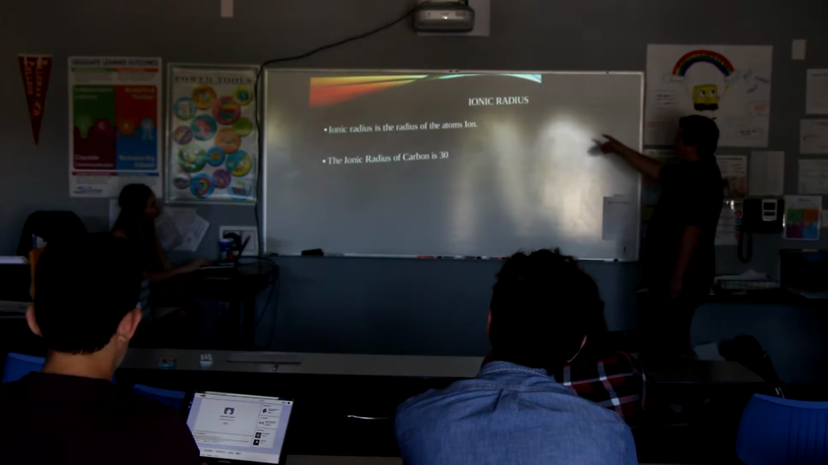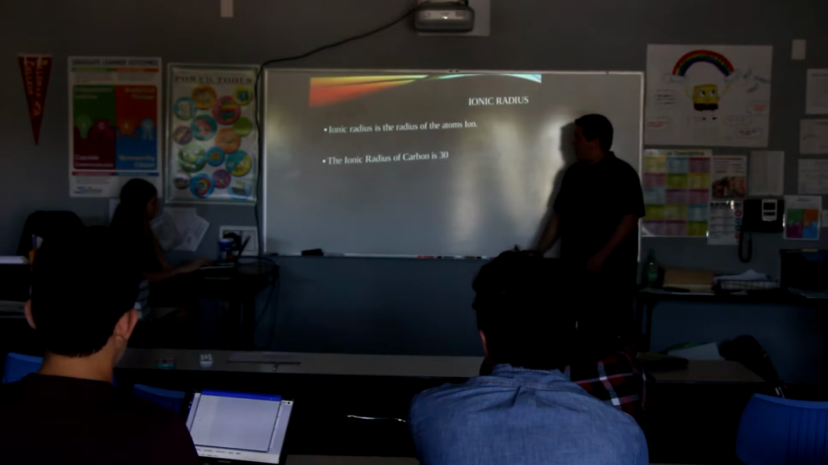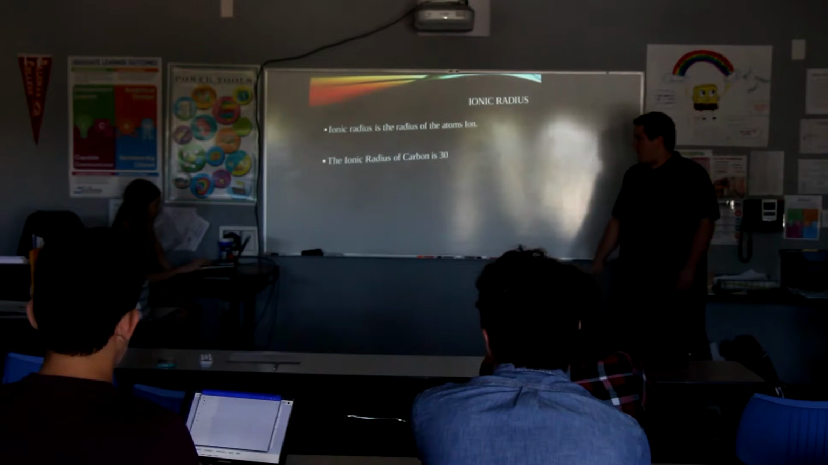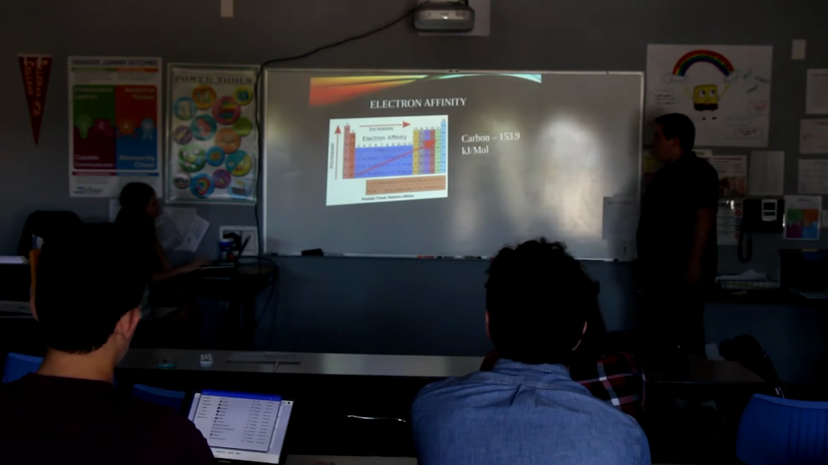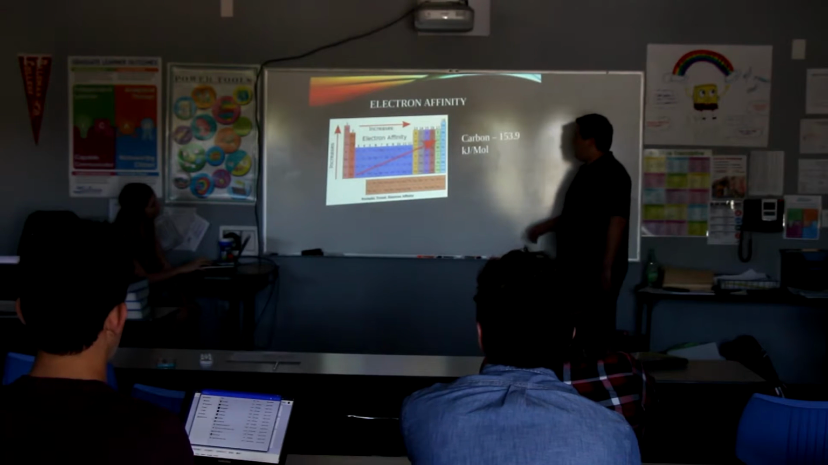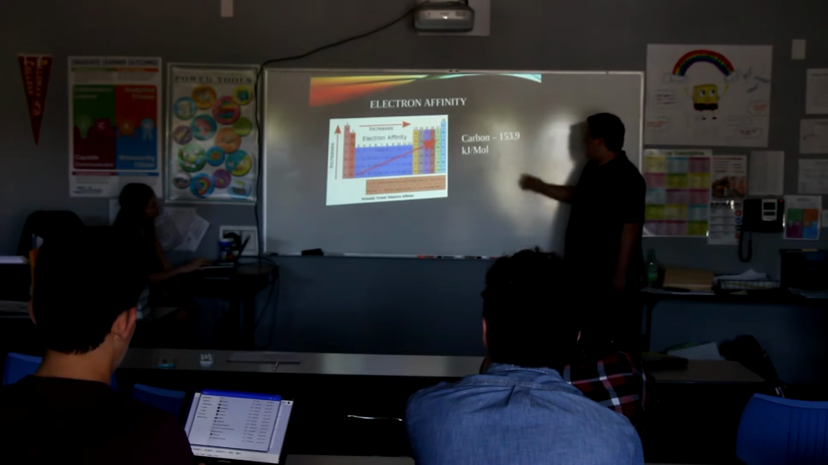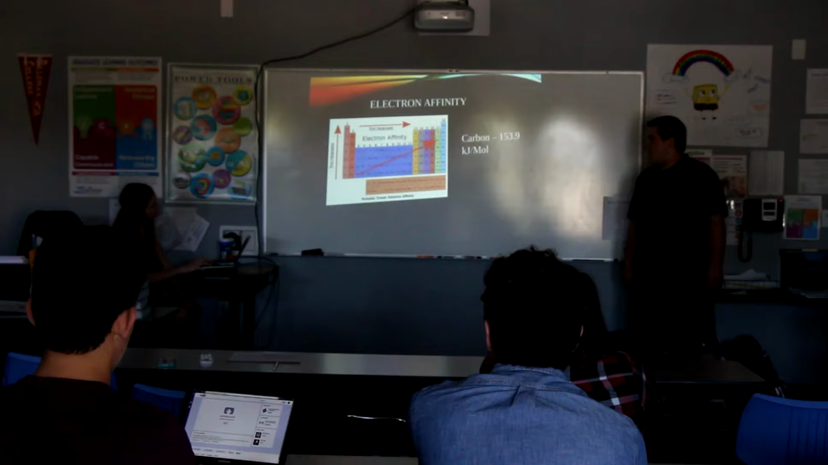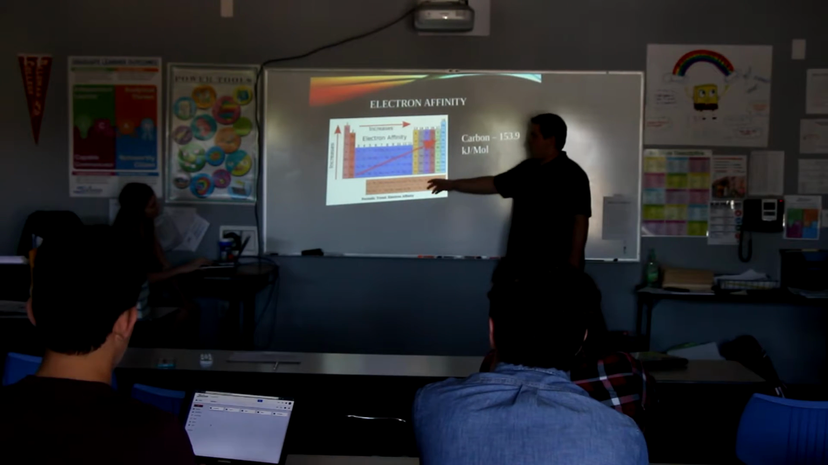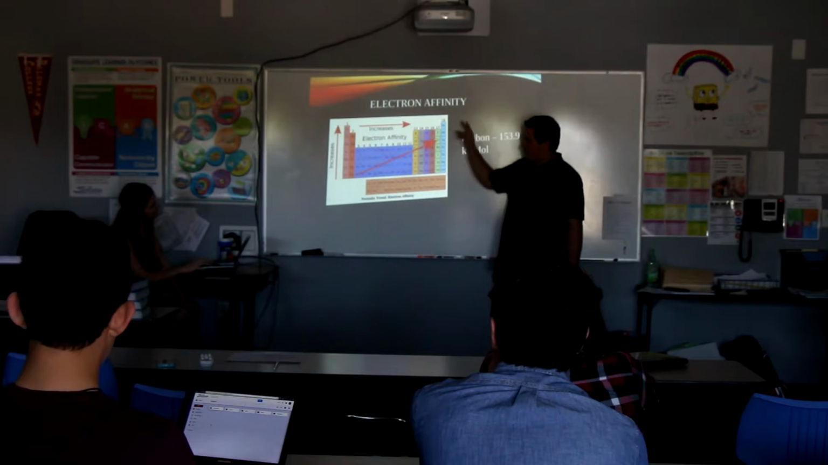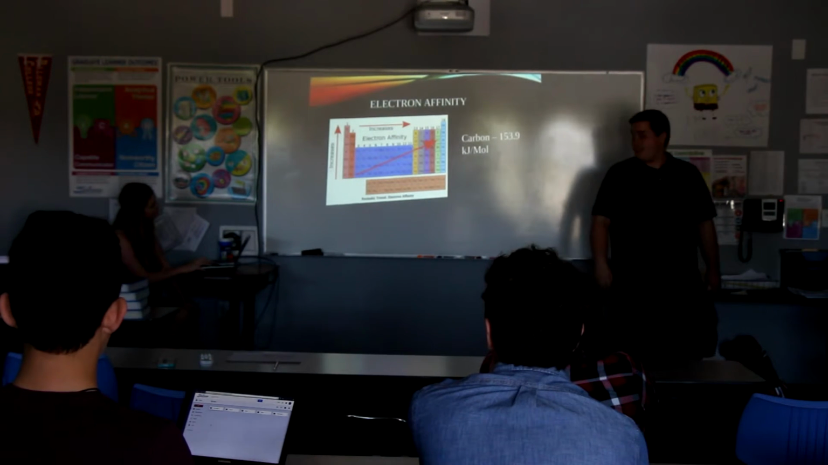The ionic radius. Ionic radius is the radius of the atom's ion. The ionic radius of carbon is 30. The electron affinity. Carbon has an electron affinity of 153.9 kJ/mole. That also increases the more you go this way and up, just like electronegativity.